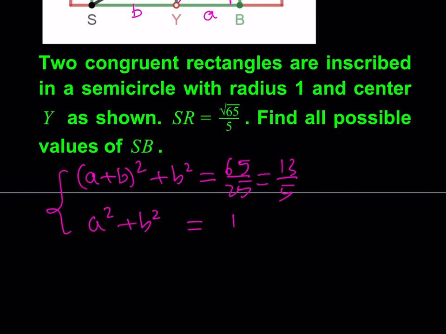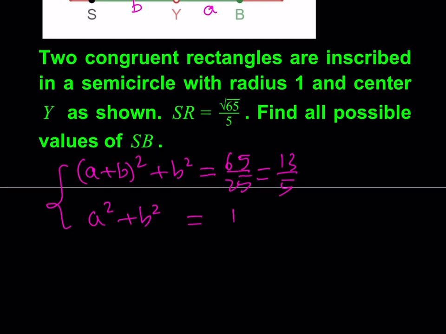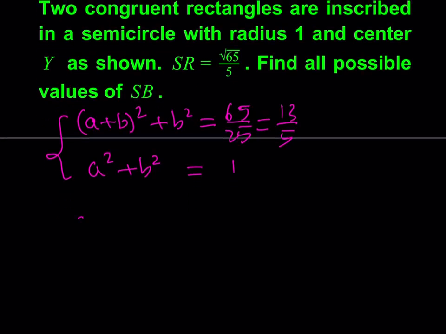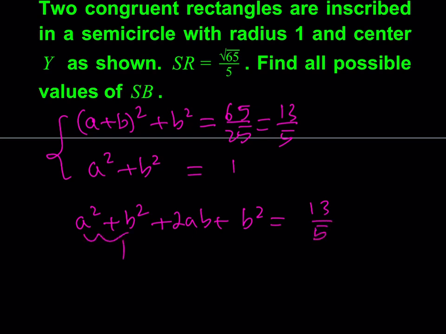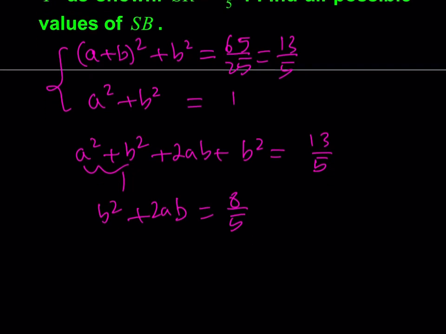So if I put these two equations together, let me expand the first one. I should get A squared plus B squared plus 2AB plus B squared is equal to 13 over 5. Now I know that A squared plus B squared is equal to 1, so I subtract that from the 13 over 5, which gives me 8 over 5. So I get another equation like this.